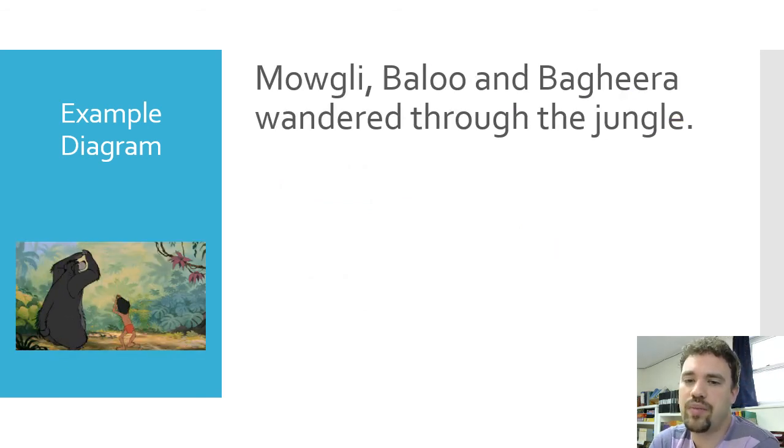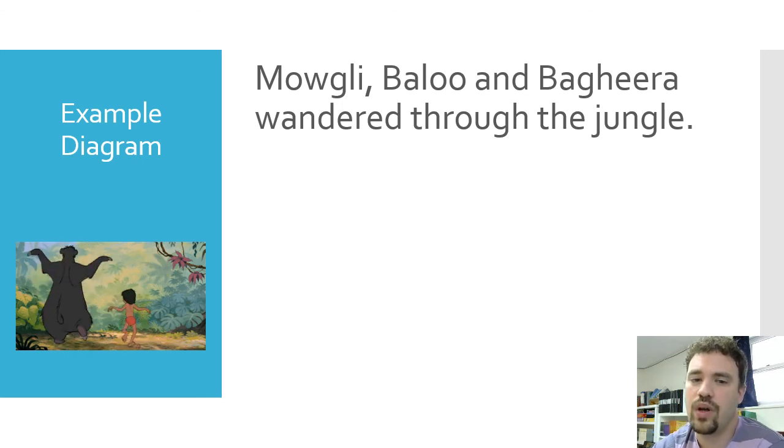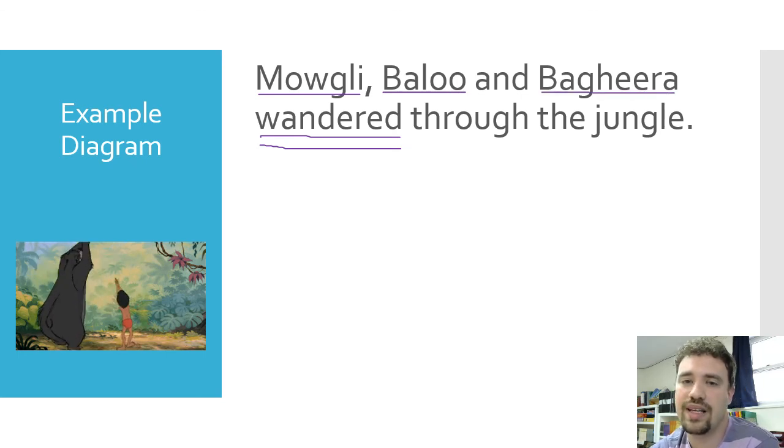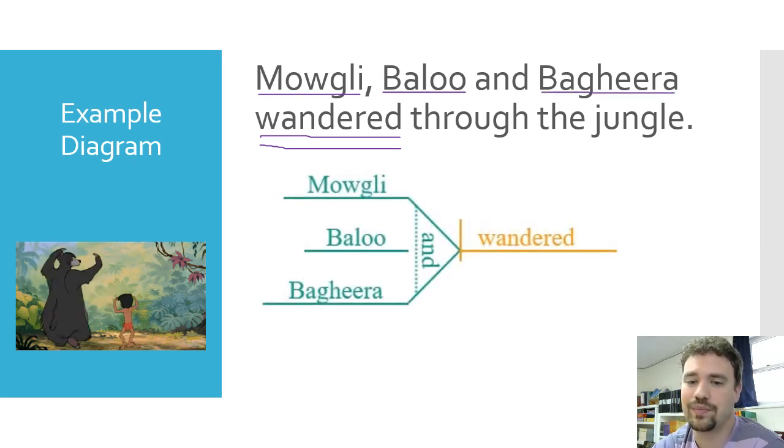Mowgli, Baloo, and Bagheera wandered through the jungle. All right, so we've got an action verb here with wandered. And then we've got who or what wandered, 3 people, well, 1 person and 2 animals, Mowgli, Baloo, and Bagheera. So let's take a look at what that would look like.